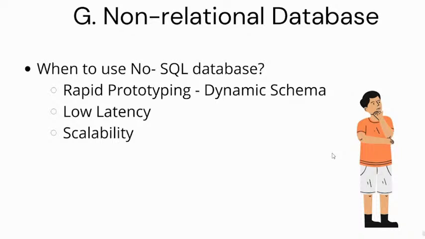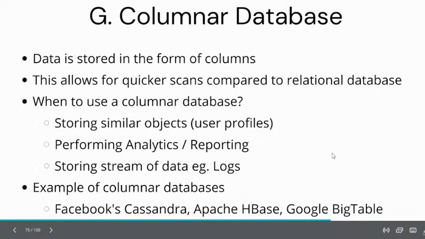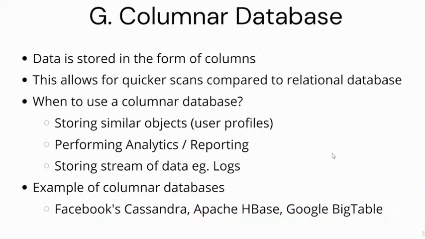Now, with that being done, let's take a look at the next slide. So, the first type of non-relational database that we are going to select today and read about is the columnar database. In this case, the data is stored in the form of columns. This allows for quicker scans compared to a relational database.